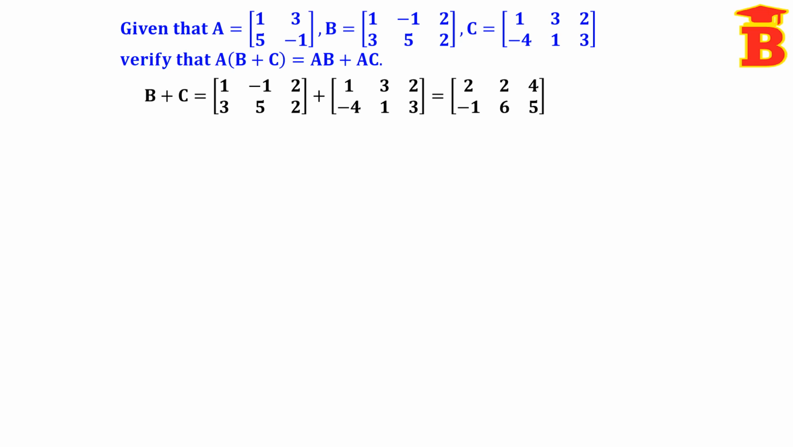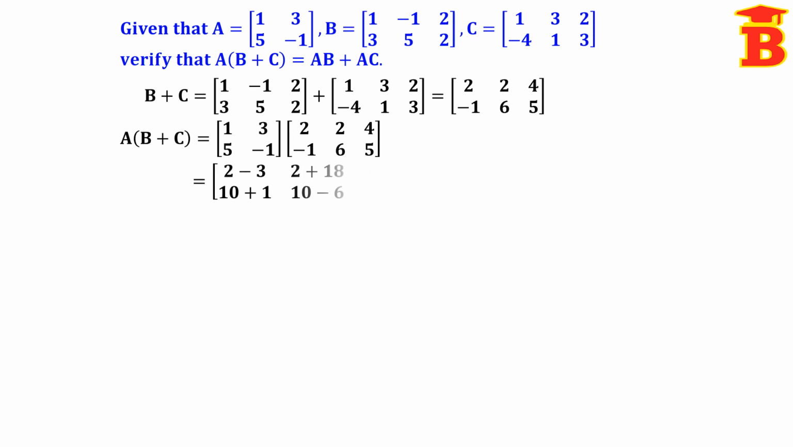Now the left hand side is A into B plus C. So write the A matrix 1 3, 5 minus 1, into B plus C, this matrix 2 2 4, minus 1 6 5. Now we have to multiply these two matrices. So we have to follow the row by column method, and we know the procedure. Take the first row, multiply with the first column. 1 into 2 is 2, 3 into minus 1 is minus 3.